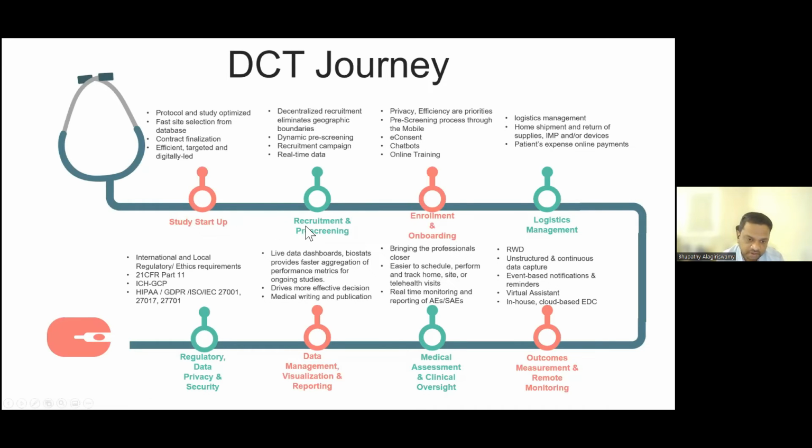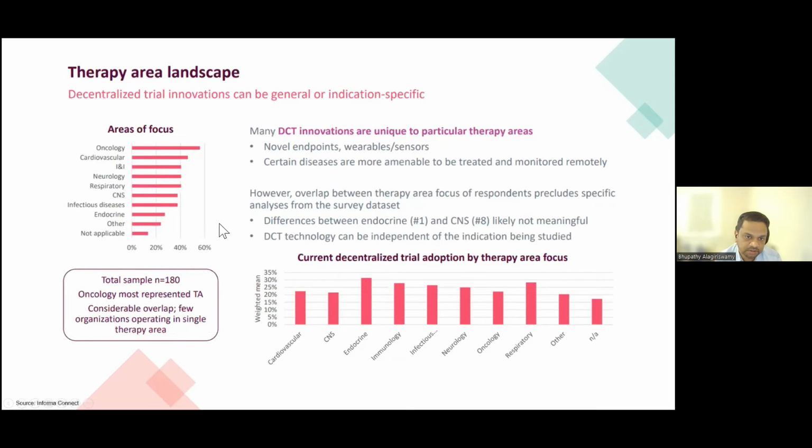So in every process, such as recruitment, enrollment, and logistics, and for outcome measures, we use real-world data, virtual assistants, and in-house cloud-based EDCs. It has been very widely used across the industry. Many therapeutic areas are now being focused on. Before, only rare disease was the focus of DCT trials. Now every indication, especially oncology, which is a high area of focus, as well as cardiovascular, inflammatory, neurology, and respiratory, is on high priority.